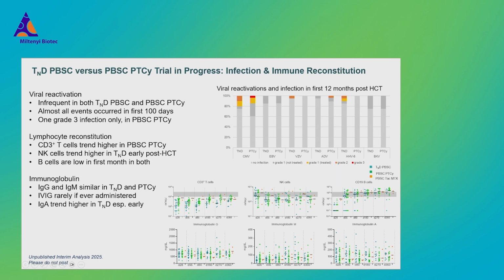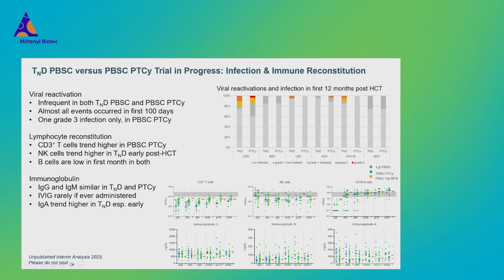And you'll notice that the only grade 3 infection that we saw was in the PT-Cy arm, and so far there's been no deaths related to infection in either arm in the first 60 of the 120 patients. So that's very encouraging so far.